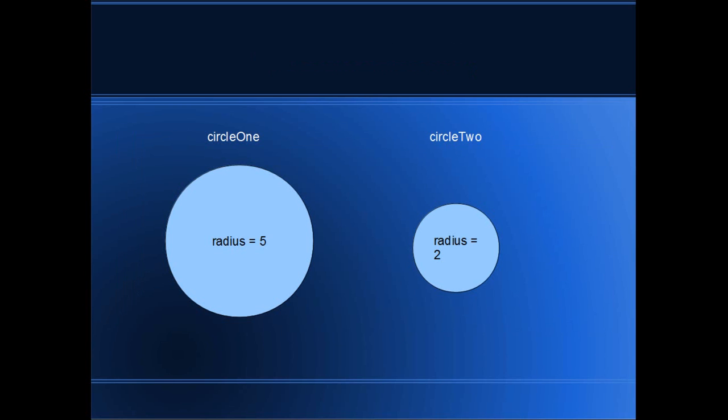As you can see, this is circle 1 that was created with a radius of 5 and circle 2 on the right with a radius of 2. It's obvious to see that the circle on the left, circle 1, is greater than circle 2 on the right. This is a visual example of what the previous code demonstrates.